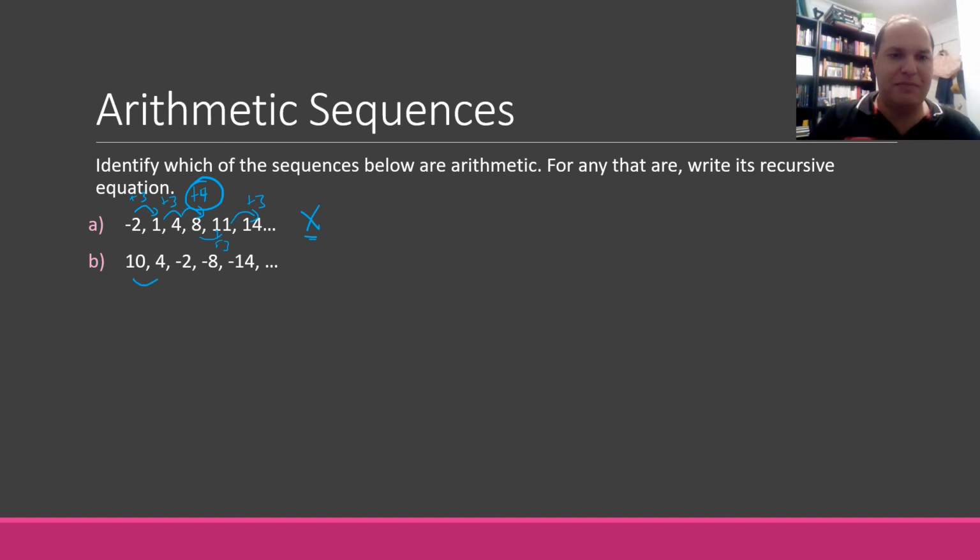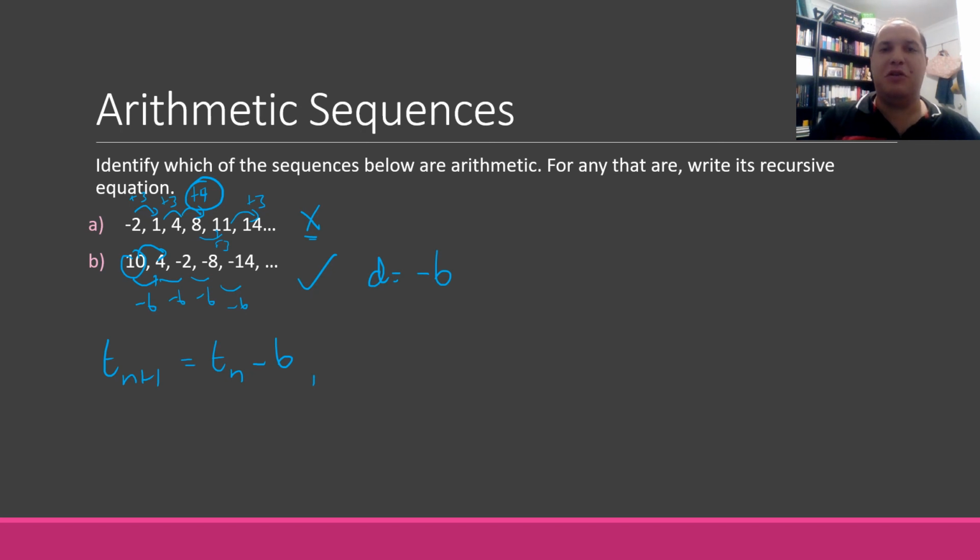Now this next one, we're subtracting 6 to get from 10 to 4, subtracting 6, subtracting 6, subtracting 6. So that one is arithmetic because it's got a common difference of -6. Now how we write that, so we say the next term, n plus 1, is equal to the term we're looking at, and we are subtracting 6 to go from one term to the next one by subtracting 6.